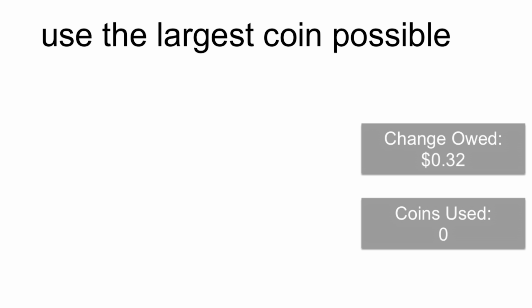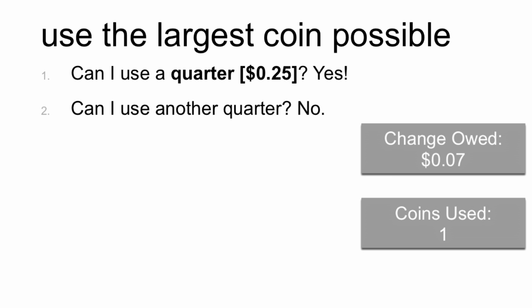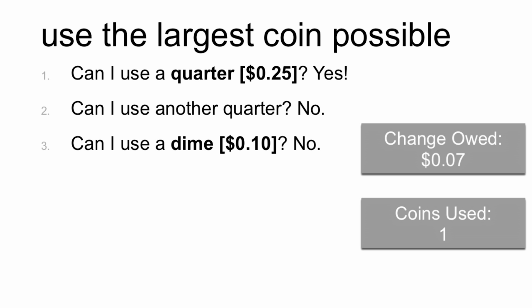The user needs 32 cents. So we ask ourselves, can we use a quarter? Well, yes, we can. So now we only owe them 7 cents and we used 1 coin. Can we use another quarter? Well, no, 7 cents is less than 25, so we proceed to the next largest coin available. Dimes are 10 cents, and again, we can't use dimes because dimes are worth 10 cents, which is more than the amount of change owed.